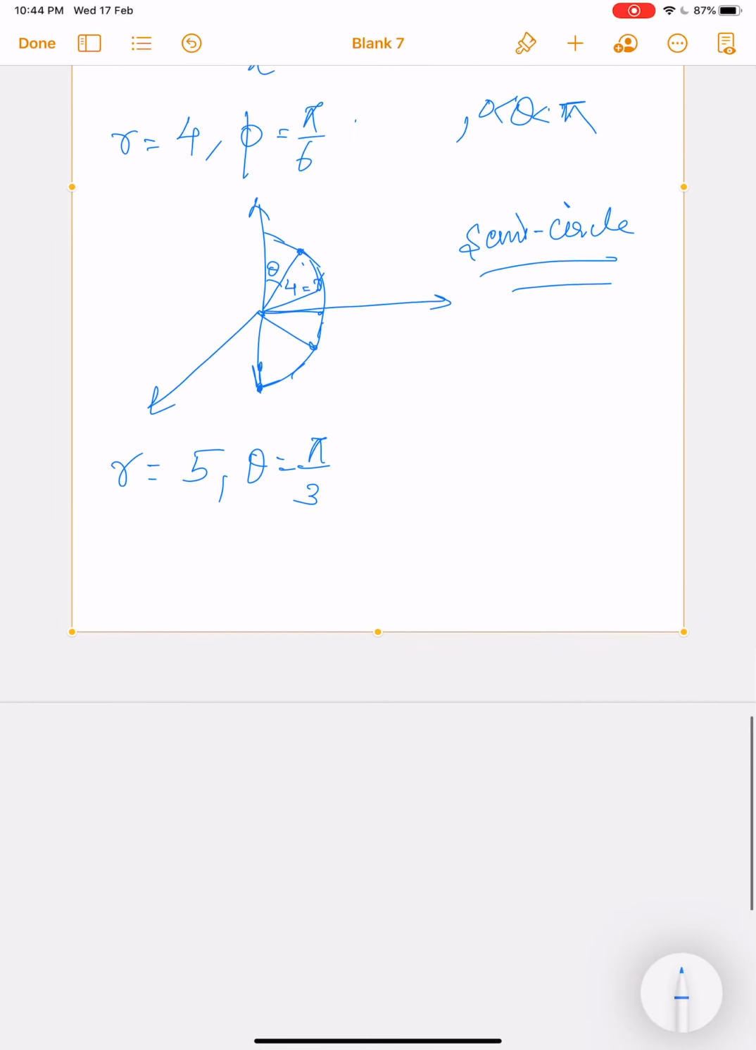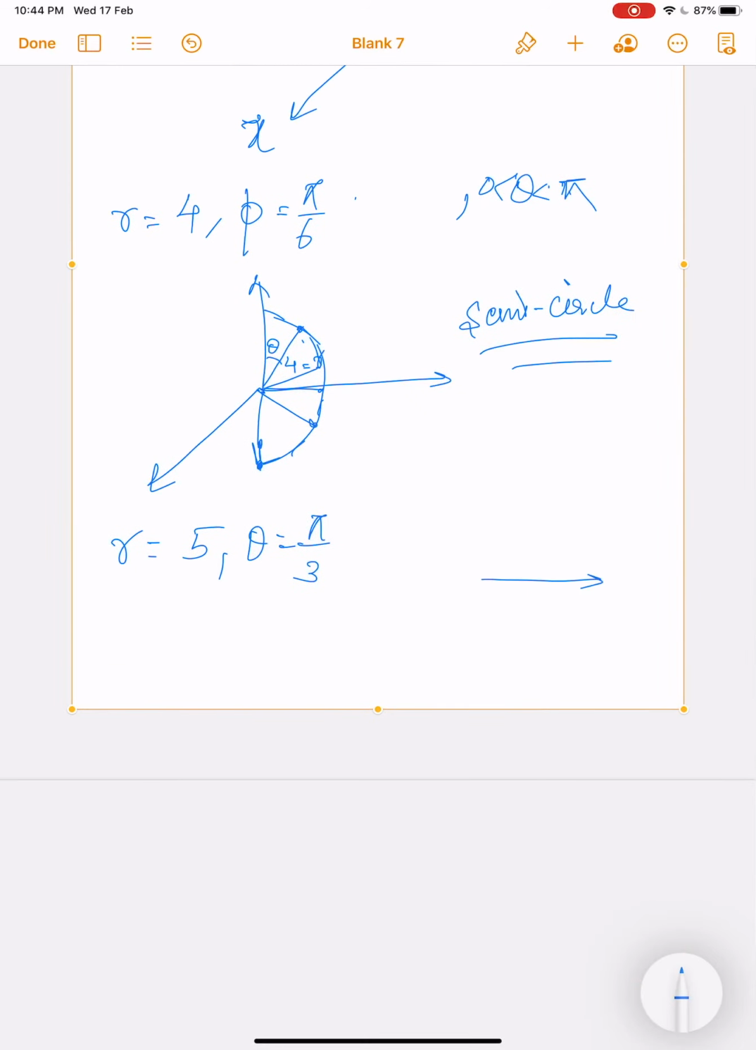So here what is it that you'll get? R is fixed, theta is fixed. Theta is fixed at pi by 3, 60 degrees, and r is 5. So over here phi can vary as much as you want, like this. So what are you getting? You're getting a circle. Earlier we got a semicircle, and here we are getting a full circle.